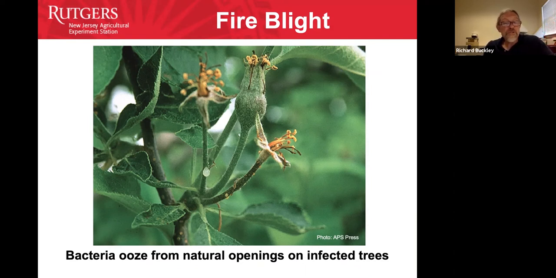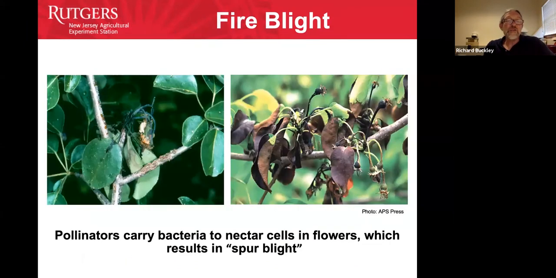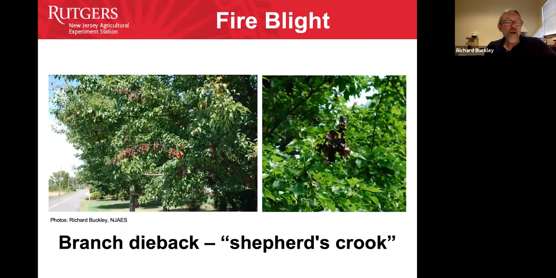In the spring, it oozes out of the lenticels. That sugar slime is attractive to pollinators. They come get a little bit to eat. They get bacterial cells on their body. They go do their job as a pollinator, infect the nectar cells, and then we get what we call spur blight. All the flowers and such start to die back. If we have a long, cool spring, the disease continues to progress until we get branch dieback, right? So that's part of the deal with bacteria.